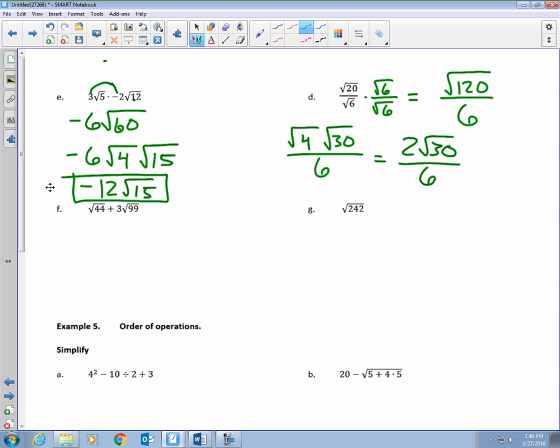Now, is there a perfect square that divides evenly into 30? No, there isn't. So 30 is done. But can you simplify 2 over 6? 1 over 3. So you don't have to write the 1. You just write the square root of 30 over 3.